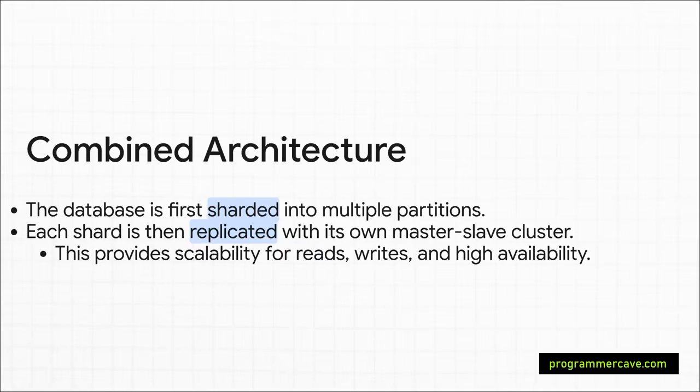First, you take your giant data set and you shard it into manageable chunks. That solves your write scalability problem. Then, you take each one of those individual shards and give it its own replication setup, its own master, and its own set of replicas. This is the best of all worlds. You get write scaling from sharding, read scaling from replication, and high availability on every single piece of your data.